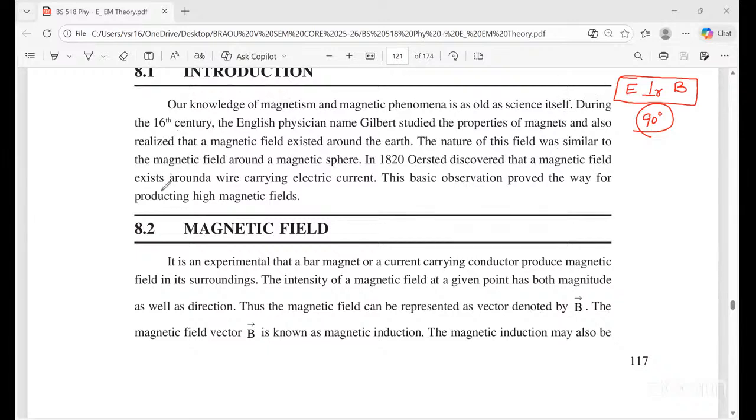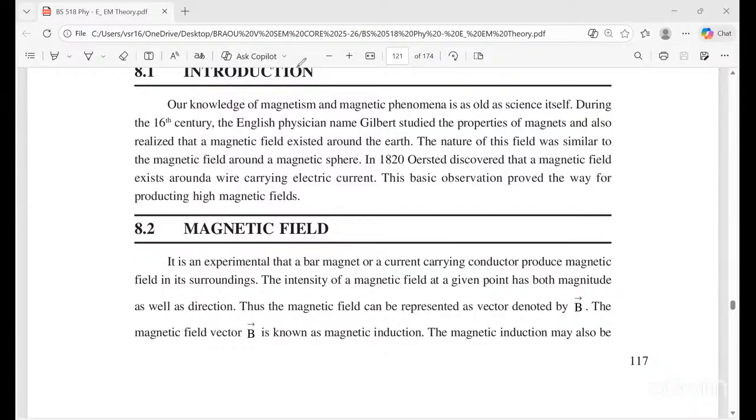So the thing is that in magnetism or the magnetic phenomena, the olden scientists performed many experiments. In the 16th century, the English physicist Gilbert, okay, studied the properties of magnets, and he also realized that there should be a magnetic field around the earth, and this field was similar to the magnetic field around a magnetic sphere.